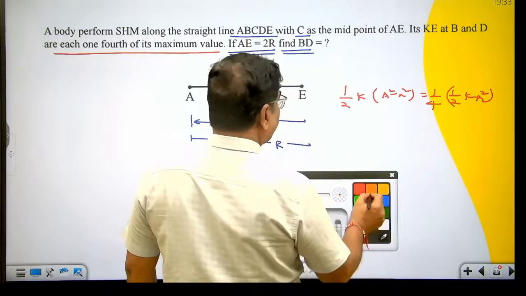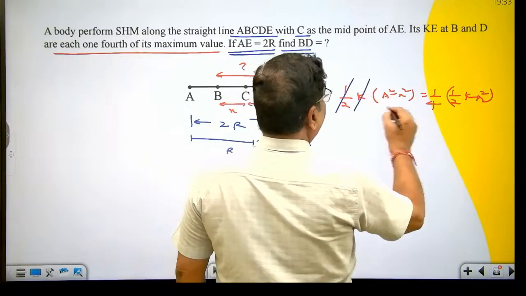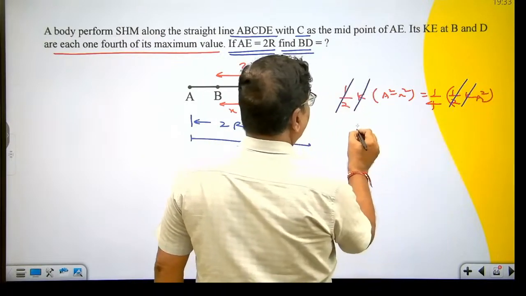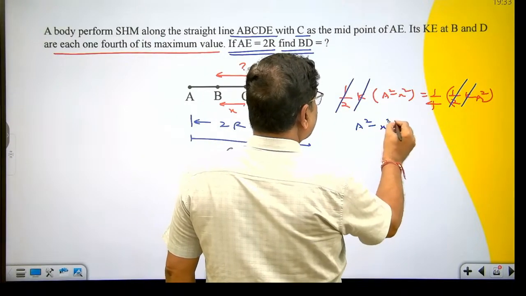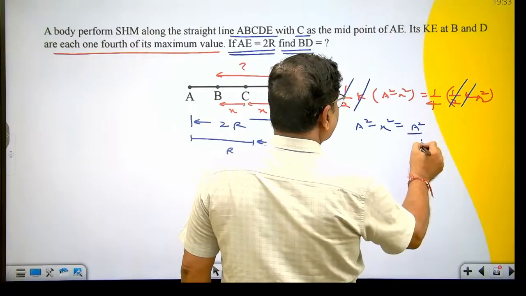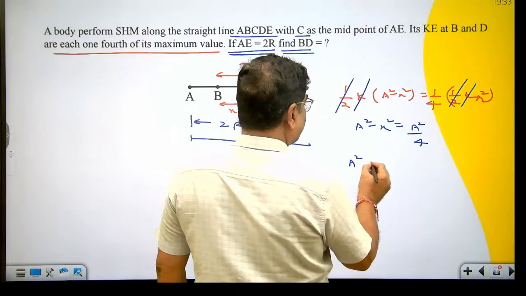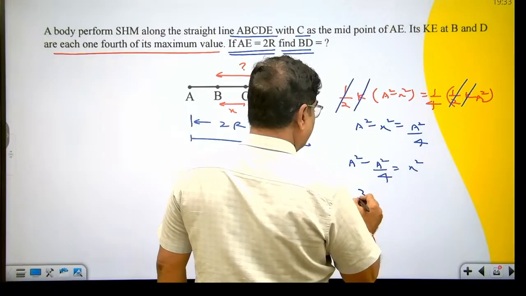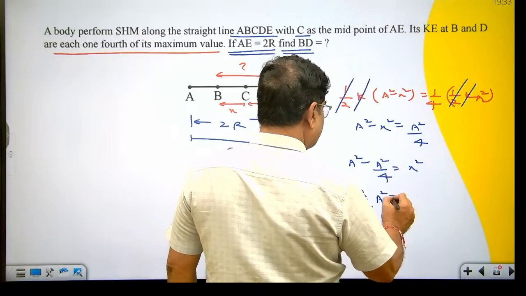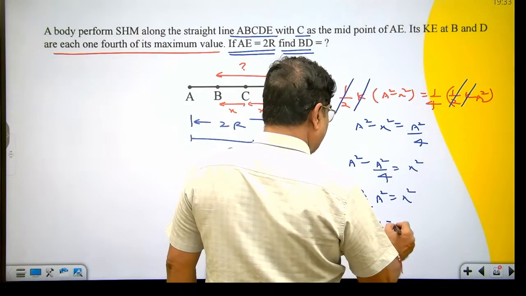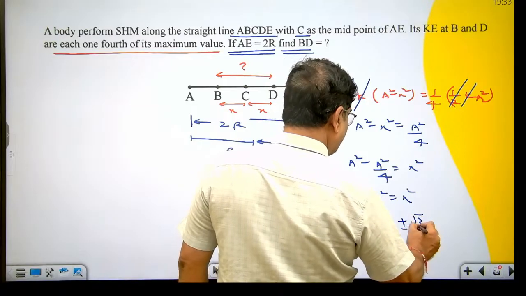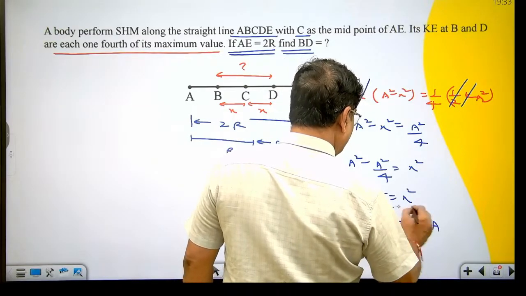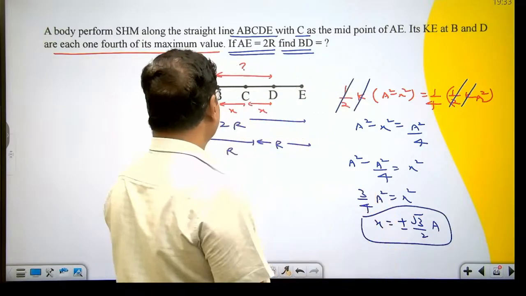If you solve this equation, half K will get cancelled. So A square minus X square will be equal to how much? A square upon 4. So A square minus A square upon 4 equals X square. 3/4 A square equals X square. X equals how much? Plus minus root 3 upon 2 A. This is the value of X. Okay.